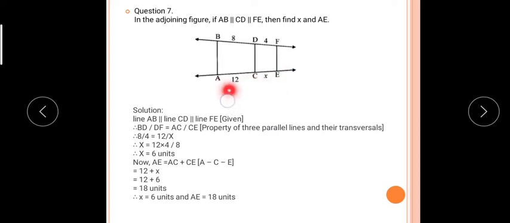A, C, E are collinear, therefore AE is equal to AC plus CE. So AC is 12, 12 plus 6, that is equal to 18, and therefore X is equal to 6 and AE is equal to 18 units.